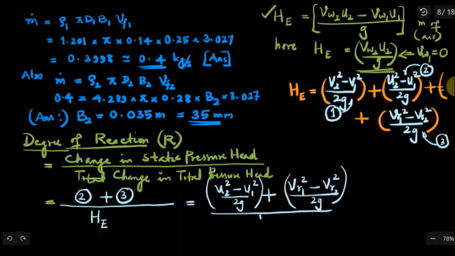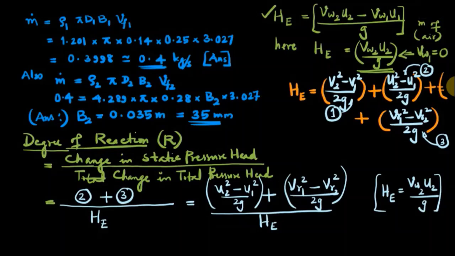So let me write HE itself, that is VW2U2 minus VW1U1 by G. So in our case, in our centrifugal compressor, you can substitute HE is equal to VW2 U2 total, and you need not add all the terms together, simply you can get it, they are equal actually. HE is equal to VW2 U2 divided by G. Remember, there is no 2G in this expression. So VW2 U2 by G, since VW1 is 0 in this case. So this is the expression you have to use in order to find the degree of reaction.